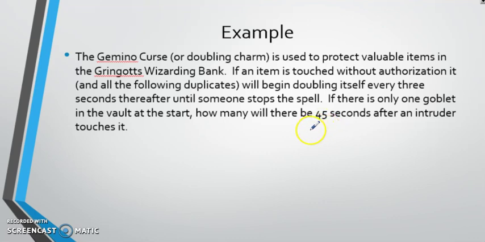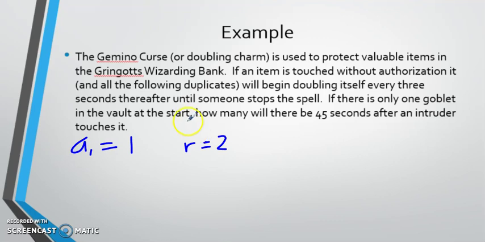So the first thing we're going to do is try to label some of the values that are given to us. I see right here that they say there is only one goblet in the vault at the start. So that would be what you're looking for as far as a starting value. So I'm going to say a sub 1 is equal to 1. Now, the fact that this object doubles itself means that it's a geometric sequence, and specifically doubling, we use that to say that you're multiplying something by 2. So now I know that the r value equals 2.